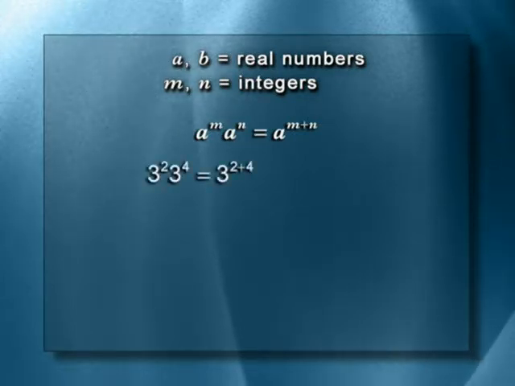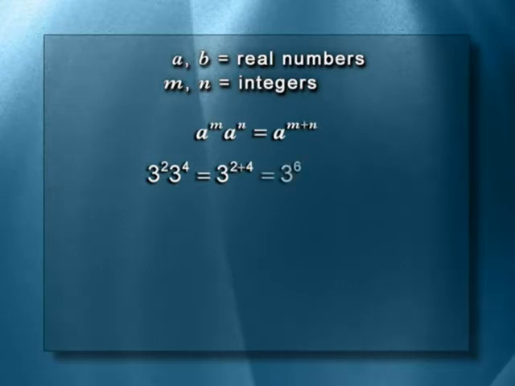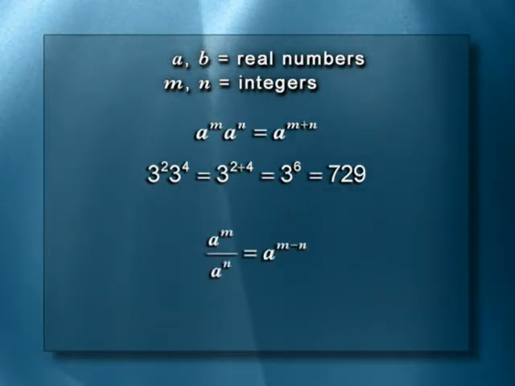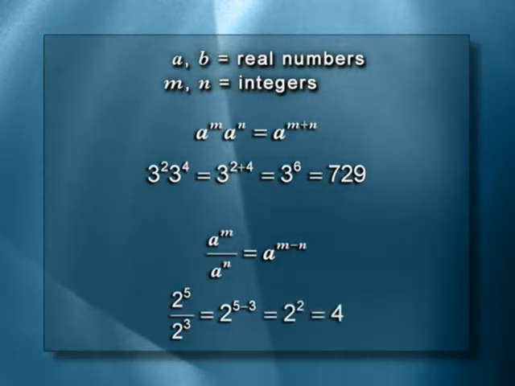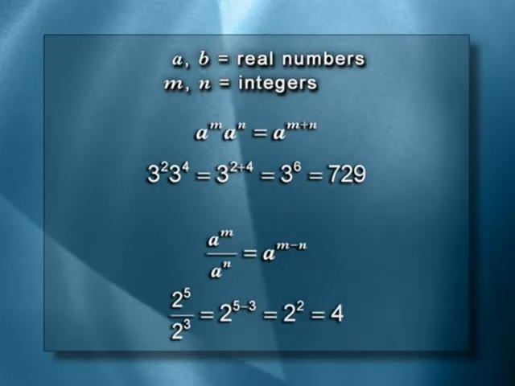For instance, 3 squared, 3 to the 2 power, times 3 to the 4th power is 3 to the 2 plus 4, or 3 to the 6th, which turns out to be 729. A similar property for quotients. a to the m divided by a to the n is a to the m minus n. For instance, 2 to the 5th divided by 2 cubed would be 2 to the 5 minus 3, or 2 squared, which equals 4.